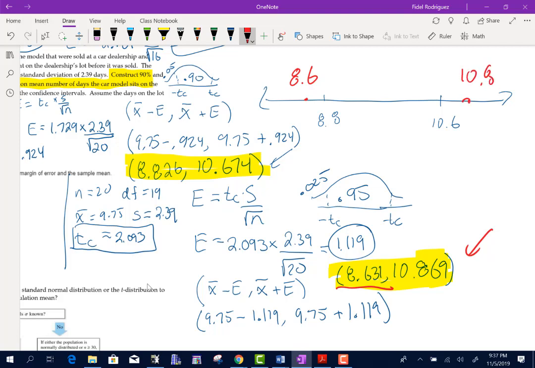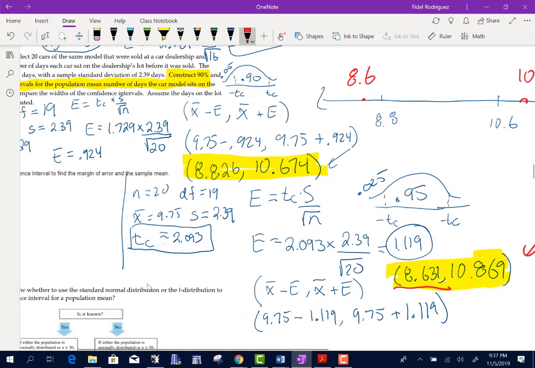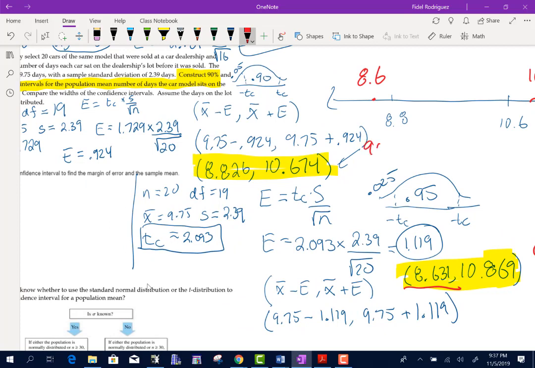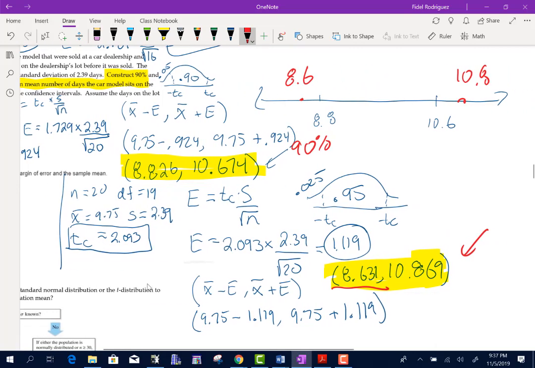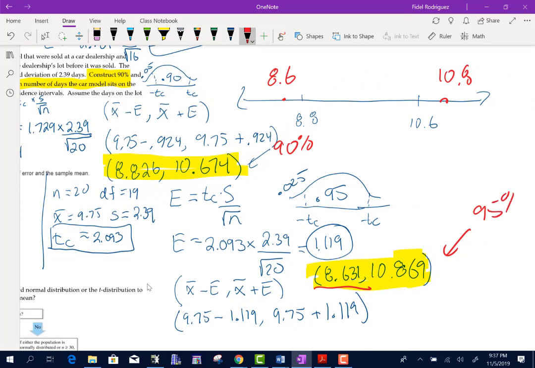Which one is wider? The first one or the second one? The second one. Okay, guys, remember the first one? The first one was at 90%, and the second one was at what? 95%. So the wider one was the one that had the bigger confidence level. Does that make sense? Okay.